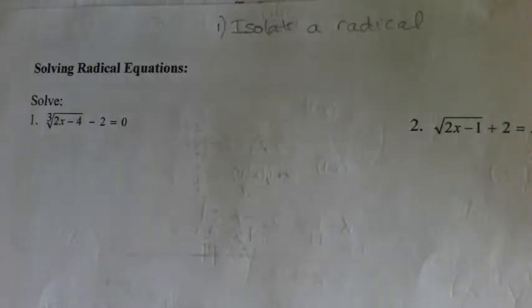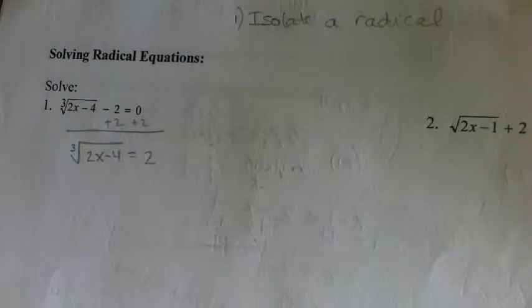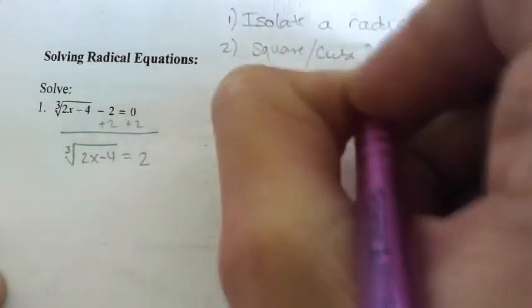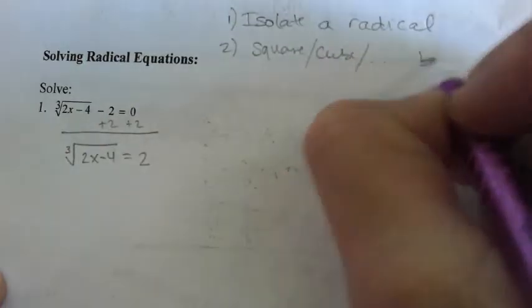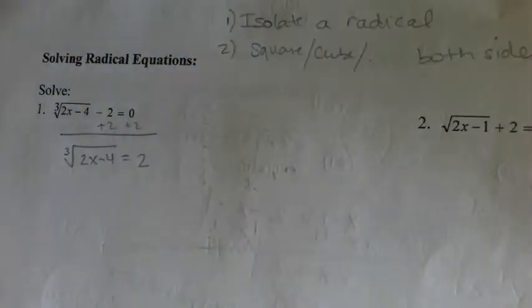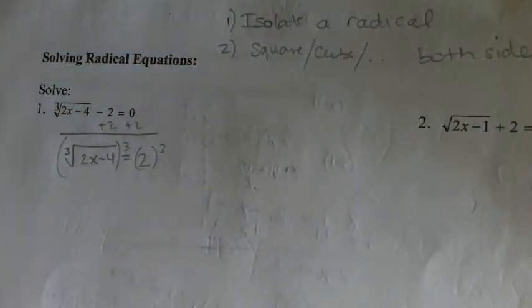So in 1, there's only one way to do that. Add 2 to both sides. And then if it's a square root, you square both sides. If it's a cube root, you cube both sides, and so on and so forth. So square, cube, whatever, both sides. We're going to cube both sides here, and this ends up being pretty straightforward. We just end up solving whatever's left.